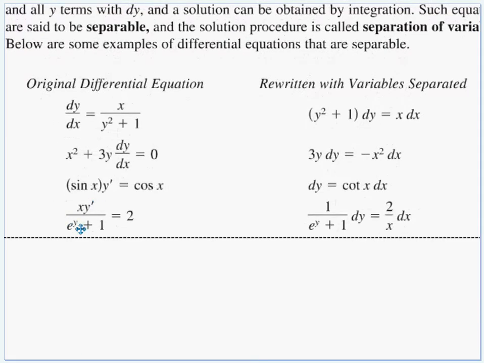And for this one, multiply both sides by that quantity. Or no, just make this a dy dx. Multiply both sides by the dx. Multiply by the reciprocal of x. So that'd be a 1 over x on the other side. And your variables have been separated.